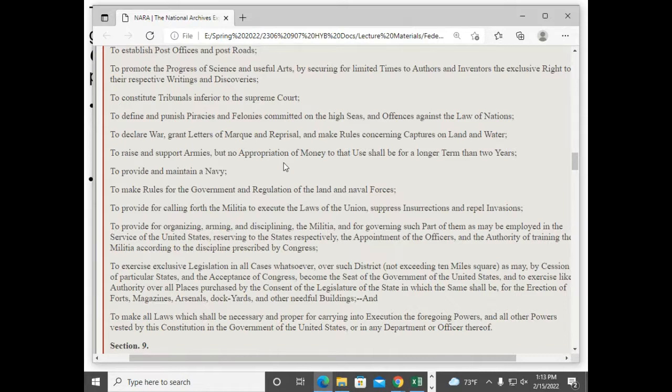The delegated powers of Congress are in Article 1, specifically Article 1, Section 8. But let's just stay with the articles. Which article do you think deals with the delegated powers of the president? Article 2.